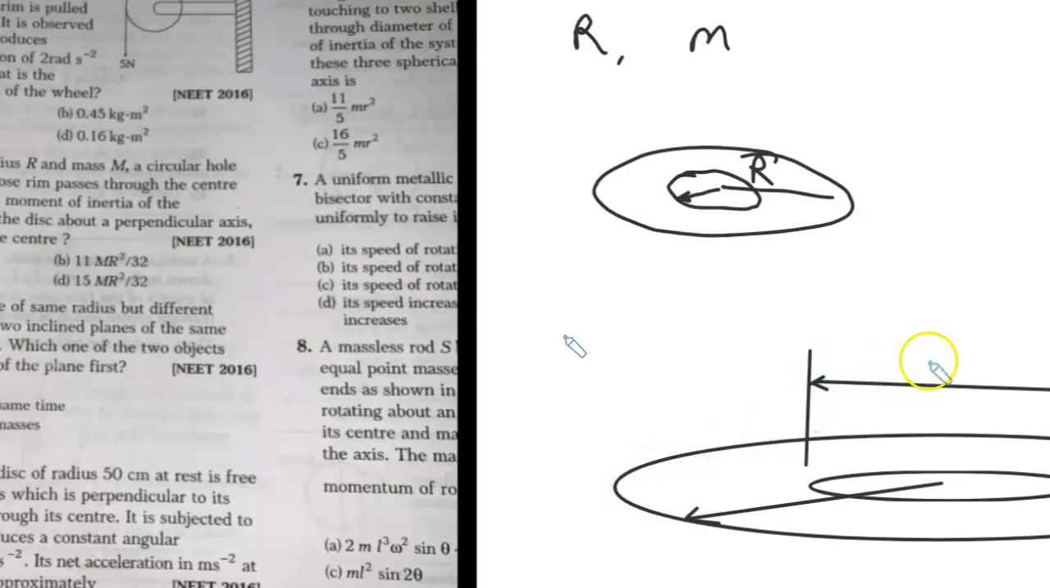What is the moment of inertia of the remaining part of the disk? Tell me how to calculate it. The disk was full first, and after that this part has been cut and removed. So what will be the moment of inertia of the balanced disk about the perpendicular axis passing through the center?